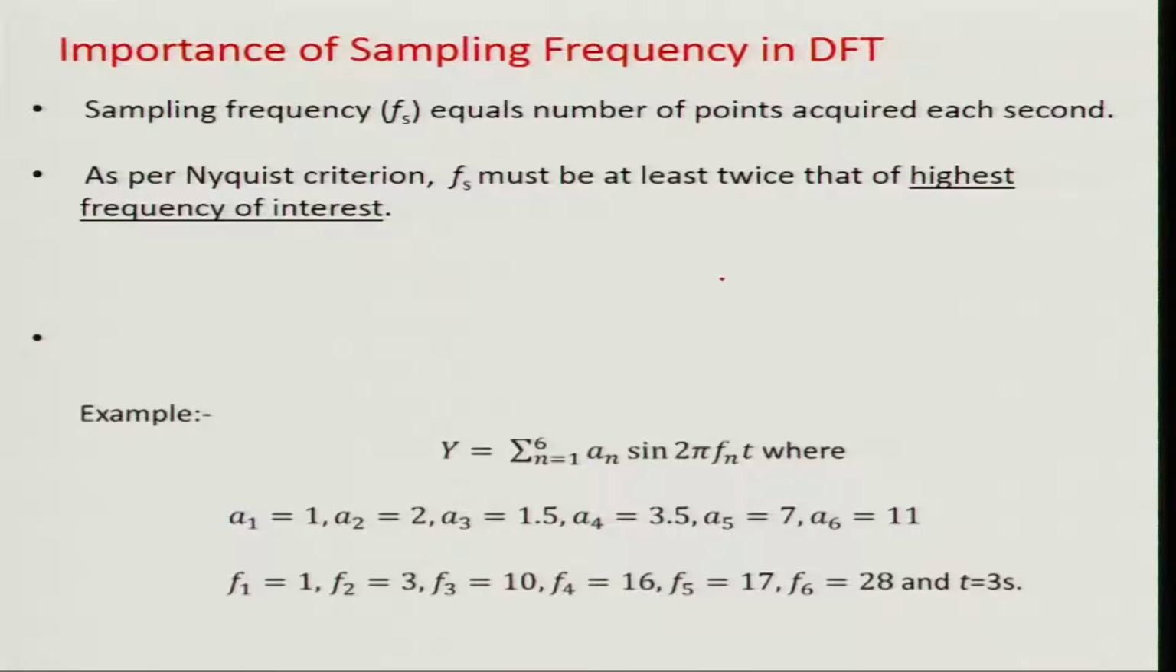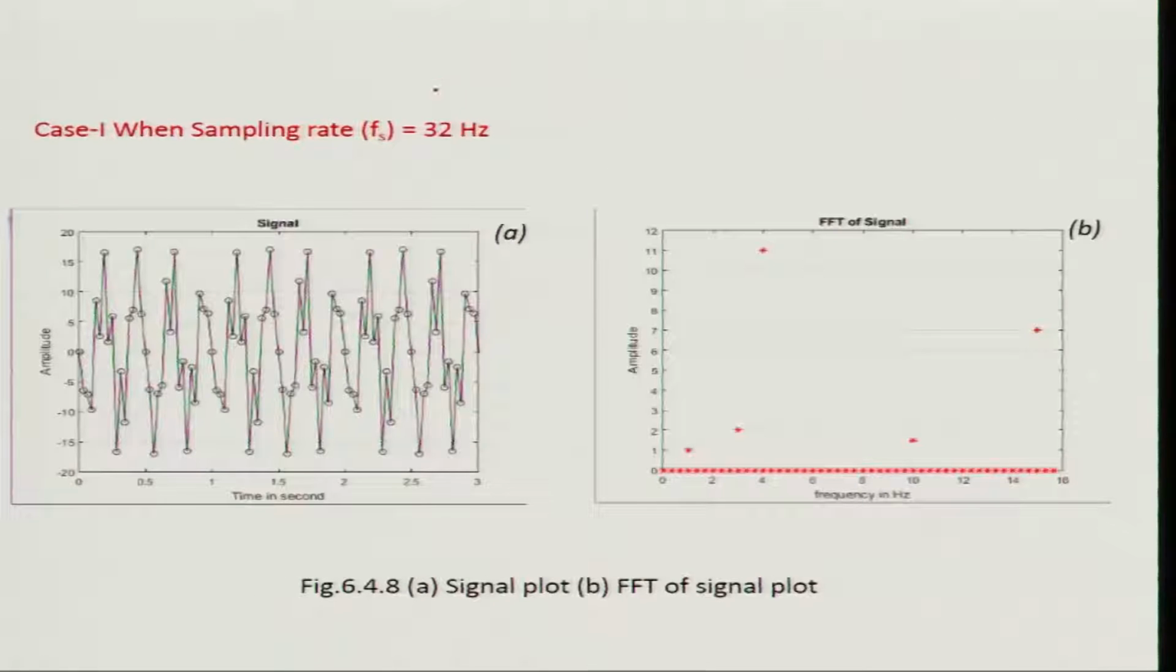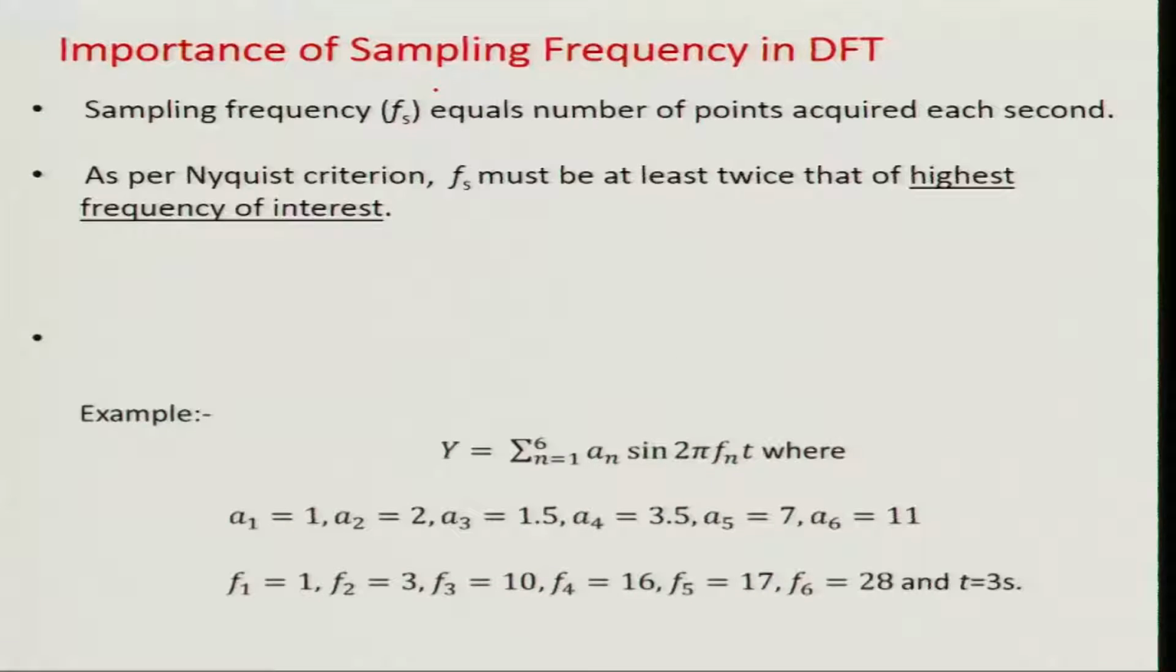The second important point to be understood is the importance of sampling frequency. So, what is sampling frequency? It equals the number of points acquired each second. As per the Nyquist criterion, this should be at least 2 times the frequency of interest. Now, look at this.